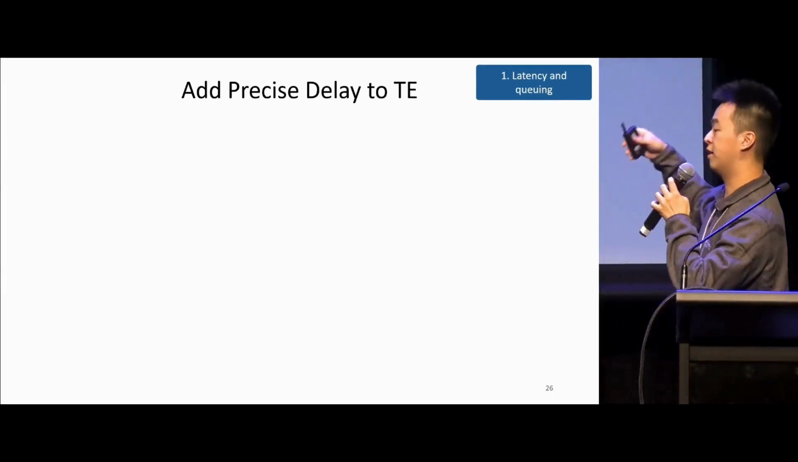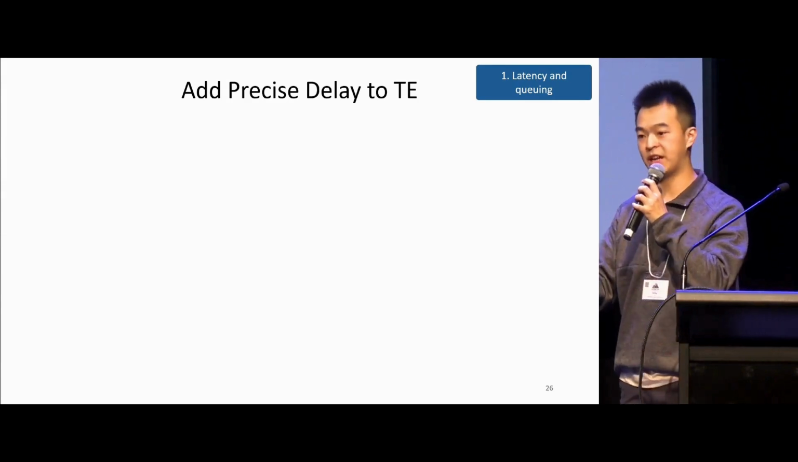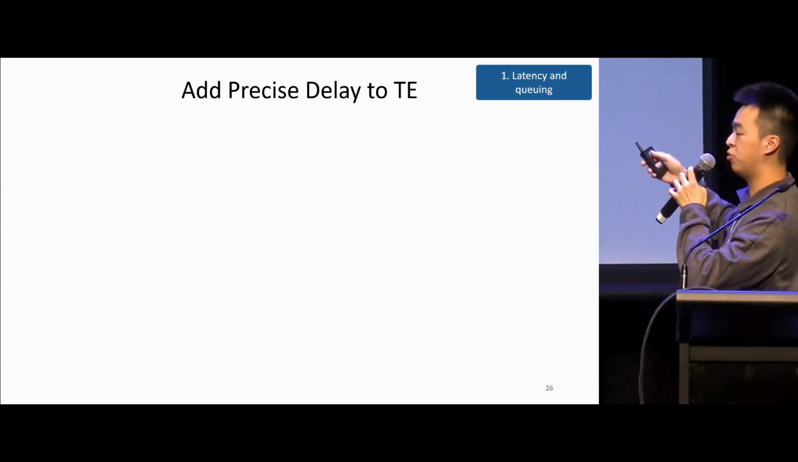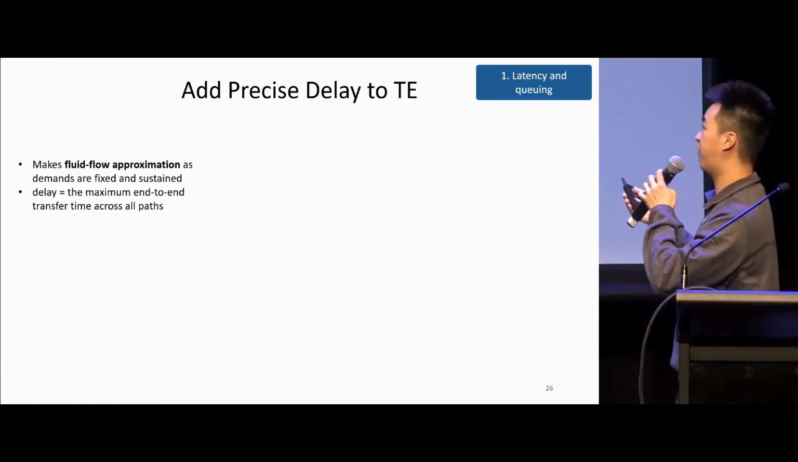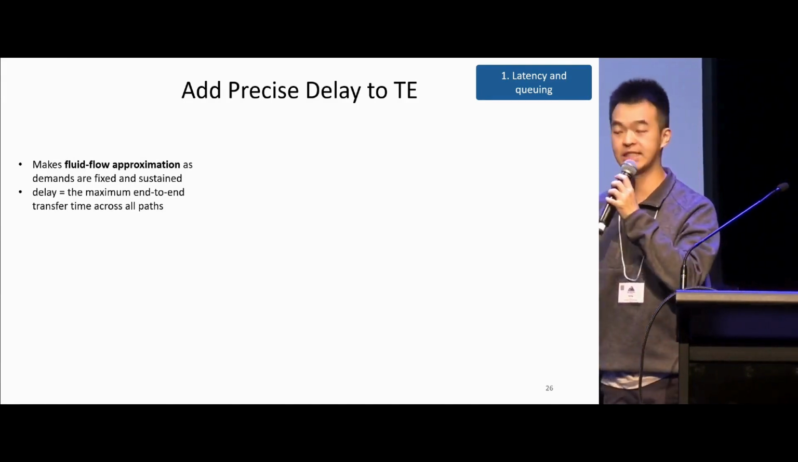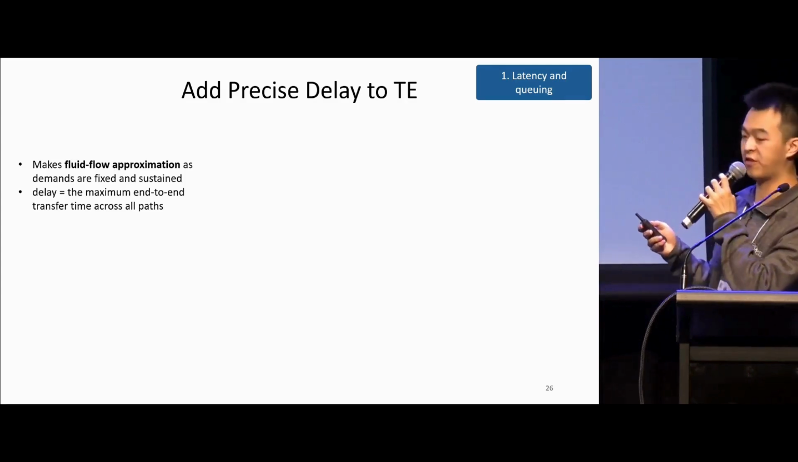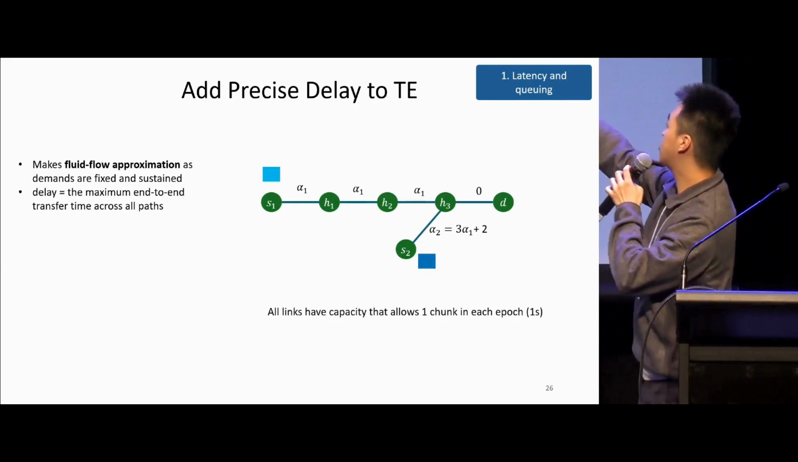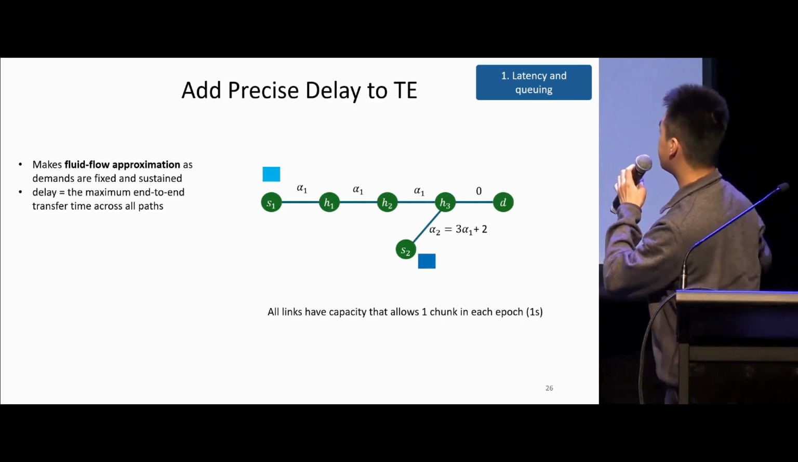This difference has many implications in the 4 changes that I'm going to discuss. So first, one of the implications it leads to is when we are trying to add precise delay to traffic engineering, because traffic engineering makes fluid flow approximation as demands are fixed and sustained. Now the demand is simply the maximum end-to-end transfer time across all paths. So on this topology, source 1 and source 2 are both trying to send this chunk to the destination.